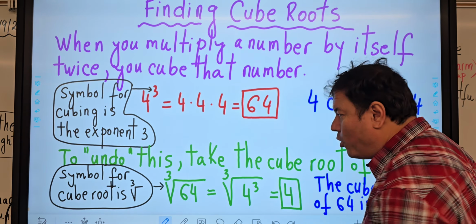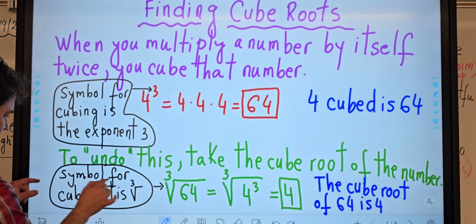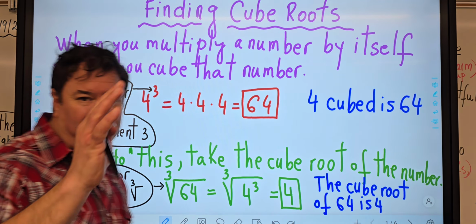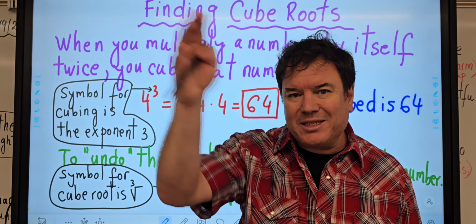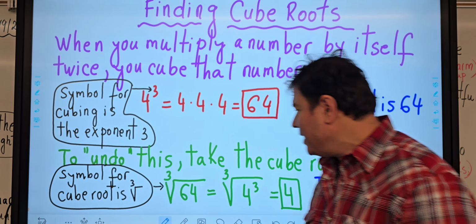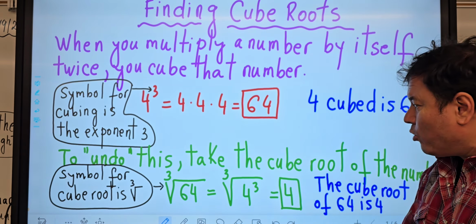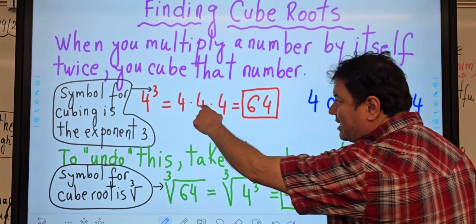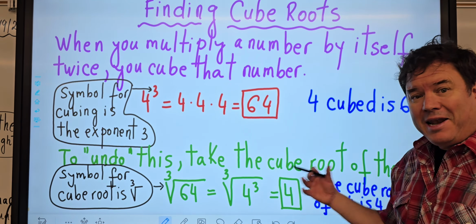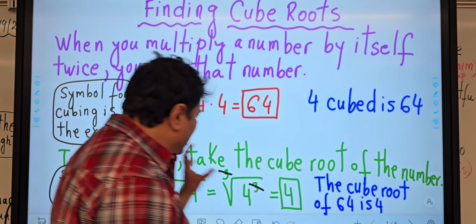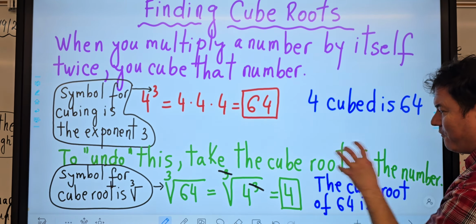So cube root of 64, and again, this symbol here, the radical sign with the 3 at the top, this is called the symbol for the cube root. So the cube root of 64 equals the cube root of 4 to the third power, because 4 to the third power can be written as 4 times 4 times 4. And now the exponent of 3, remember, they cancel out. And now we come out with a clean 4.